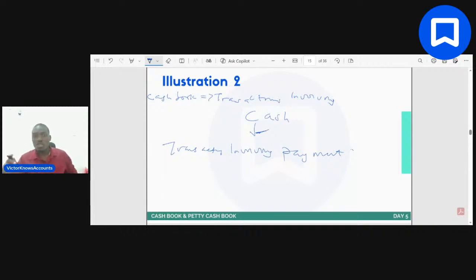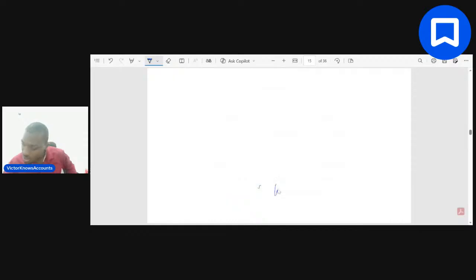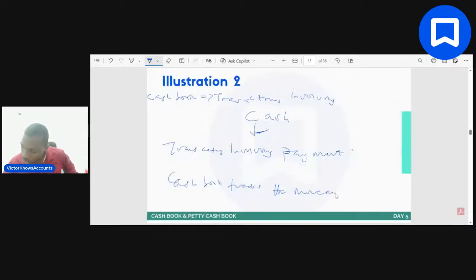So your cash book is that particular subsidiary book that records or tracks the movement of cash. So when you are talking about the purpose of the cash book, it tracks the movement of cash. All right. So it is your cash book that tracks how cash moves in a particular business. So whenever you pay cash, you receive cash, and all of that, everything has to pass through the cash book.